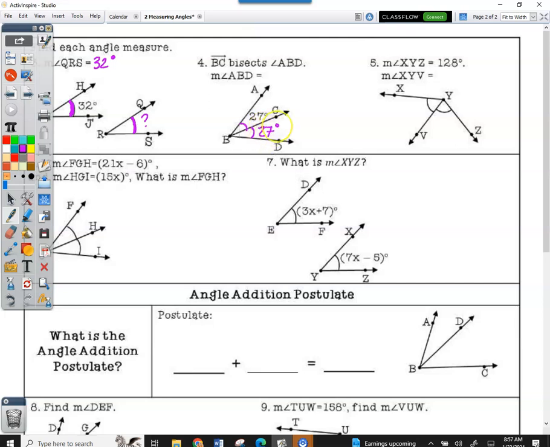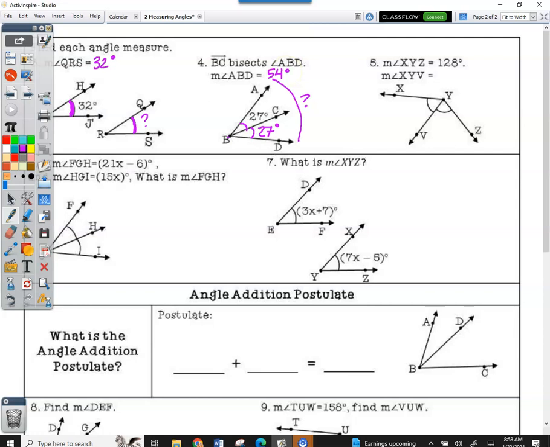27 degrees. And it asked for the entire angle, right? It says, tell me the measure of A to B to D. Well, ABD is from here to here. So what does that have to equal then? Huh? 54. You just add the parts together, right? Part plus part equals whole, which is actually what this is down here that we're about to come to. So it'd be 54 degrees.